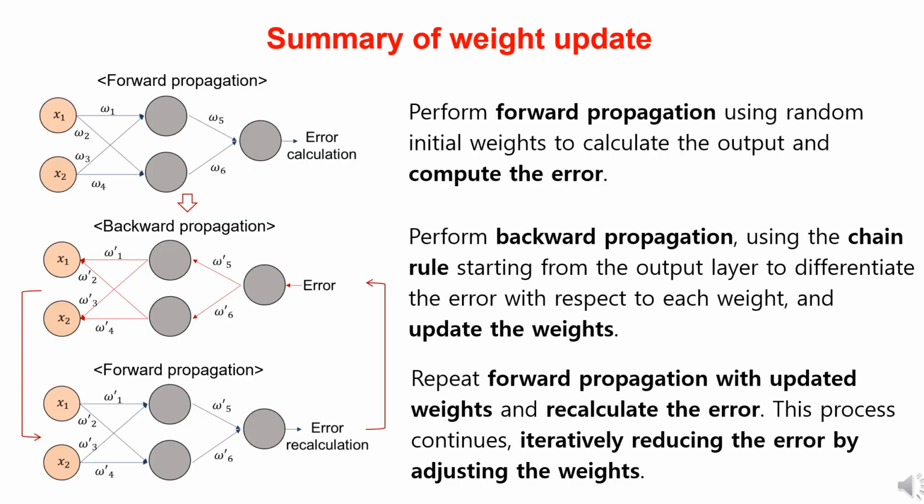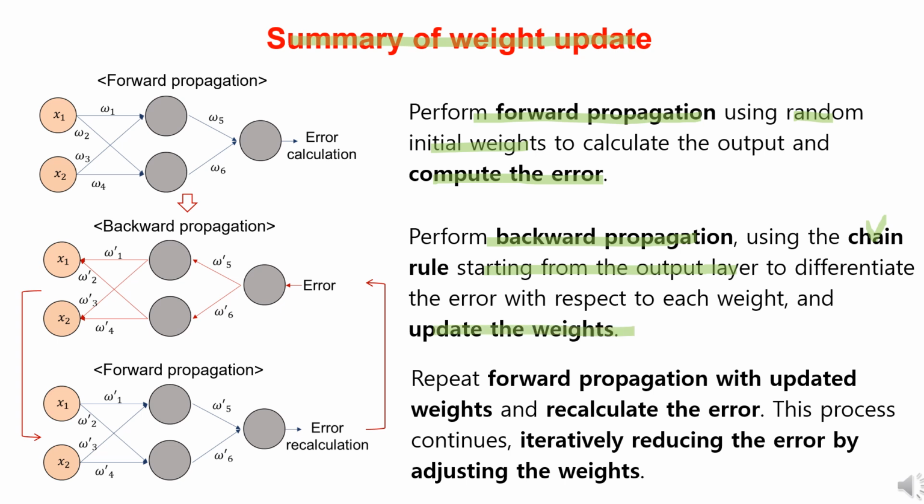Finally, let's summarize the process of updating the weights. First, we perform a forward propagation using the randomly initialized weights, calculate the output, and then compute the error. Next, we use backpropagation, starting from the output layer, and apply the chain rule to calculate the partial derivatives of the error with respect to each weight. Using these values, the weights are updated.